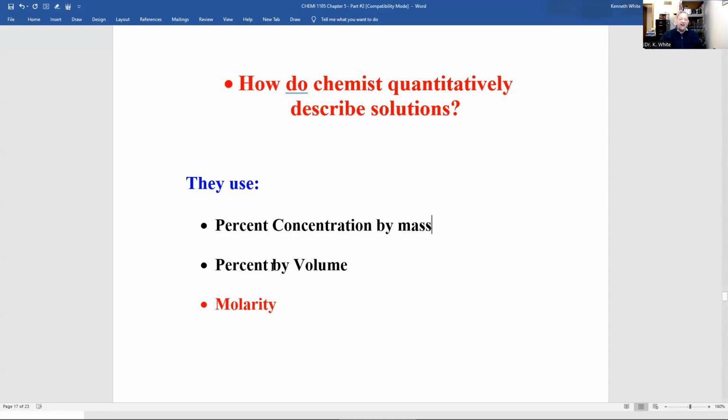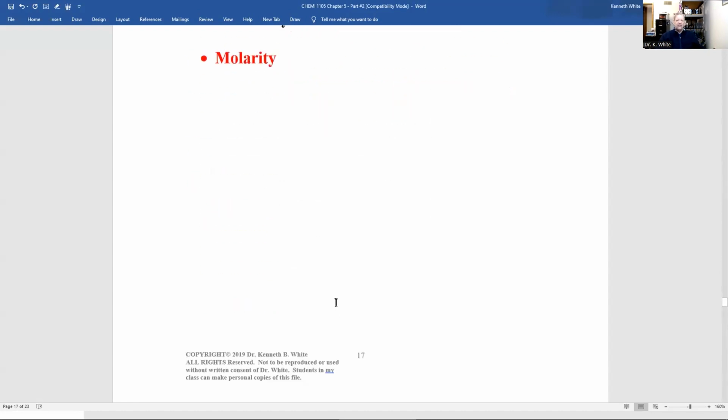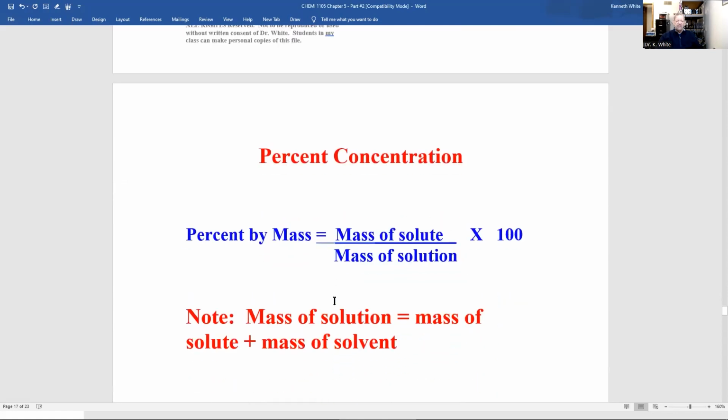One is percent concentration by volume. And the one in red, so you know that's important, is molarity. Now, let's look at percent concentration by mass. It's something that's useful for your daily life, the rest of your life.